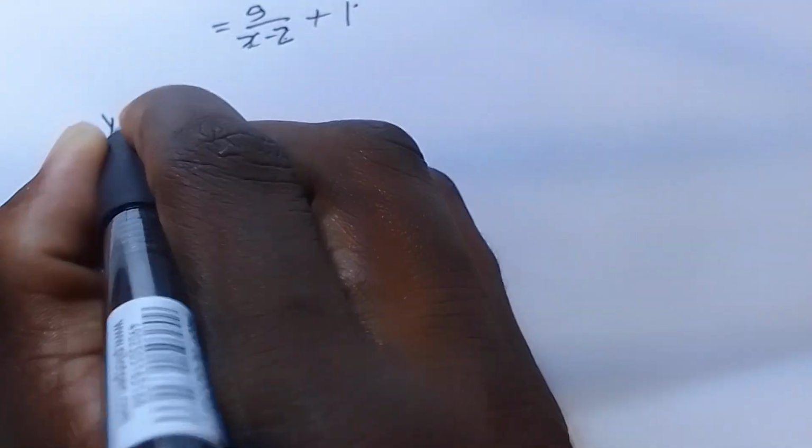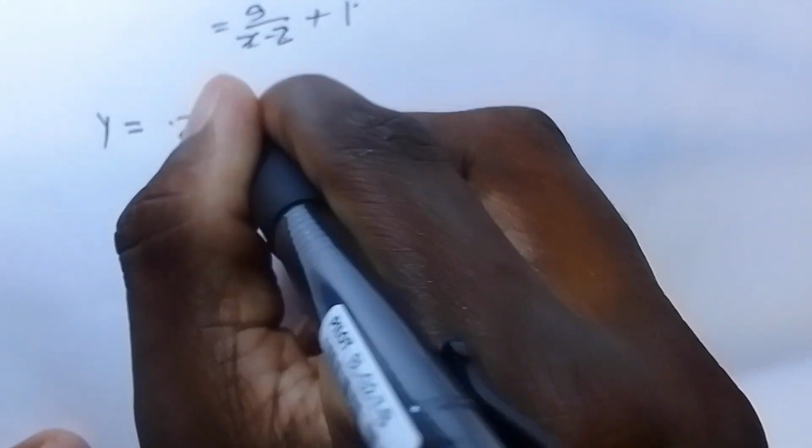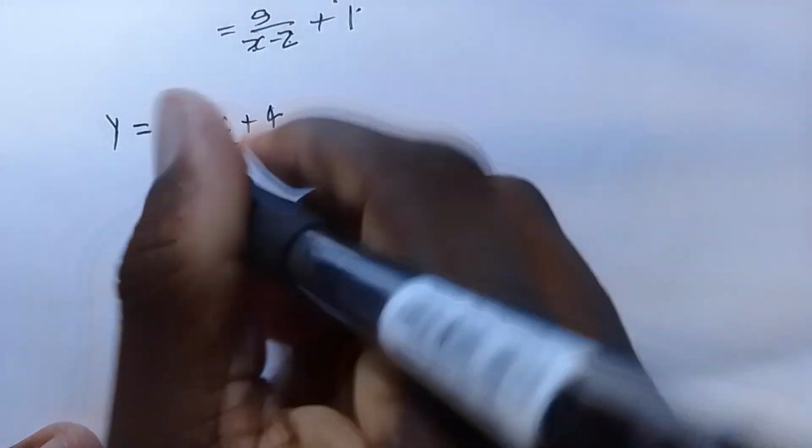Now let's move on to another one. The next one we'll do is a bit harder or a bit different. So y is equal to 2x plus 4 over x plus 2.